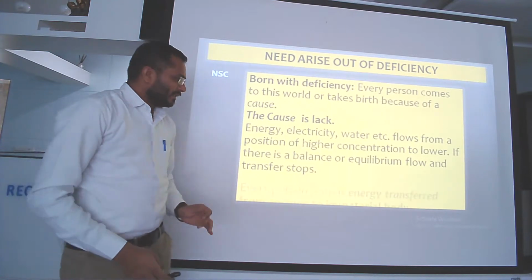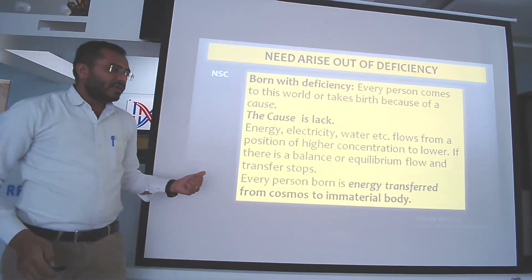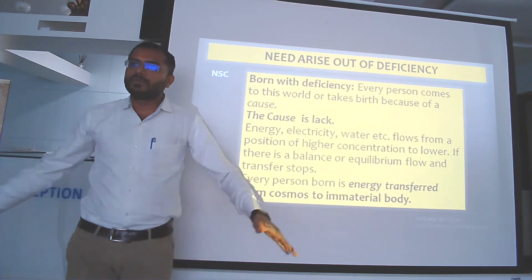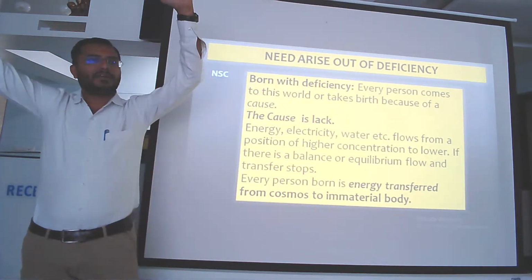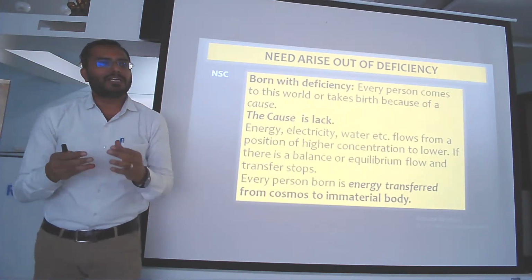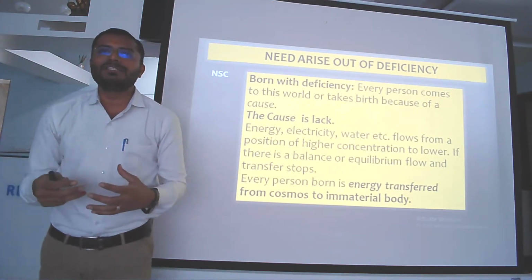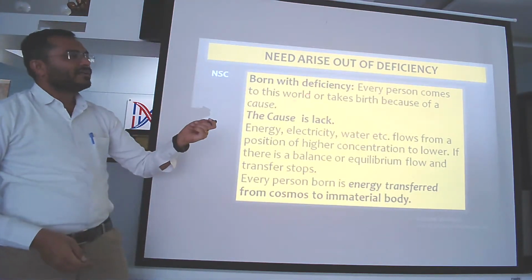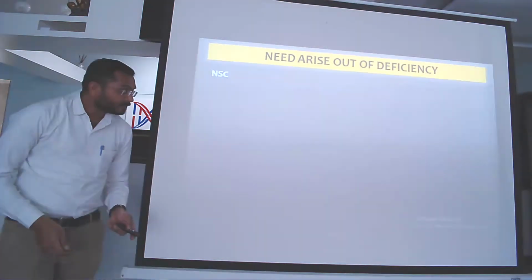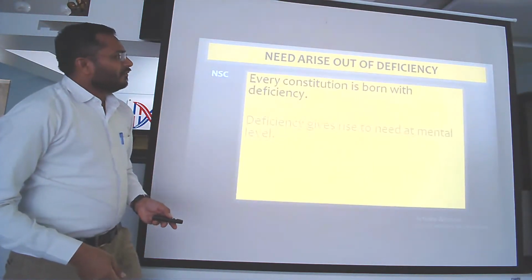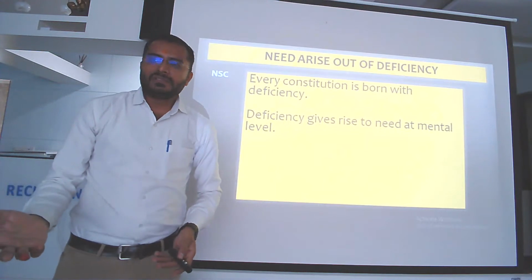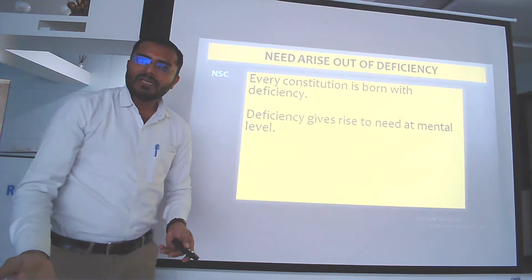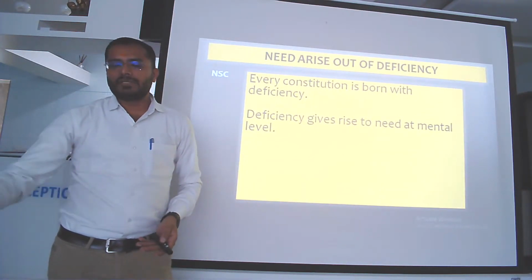Okay, but what happens? Every person born is energy transformed from the cosmos to a material body. In the cosmos there is a higher energy; in a material body it is a lower energy. So in this lower energy, this is the lack, and that lack causes need. This is the deficiency. So every constitution is born with a deficiency, and deficiency gives rise to need, at either a physical level or at the mental level.